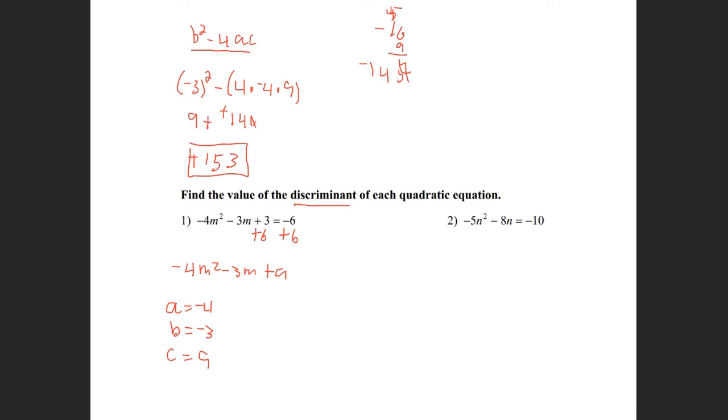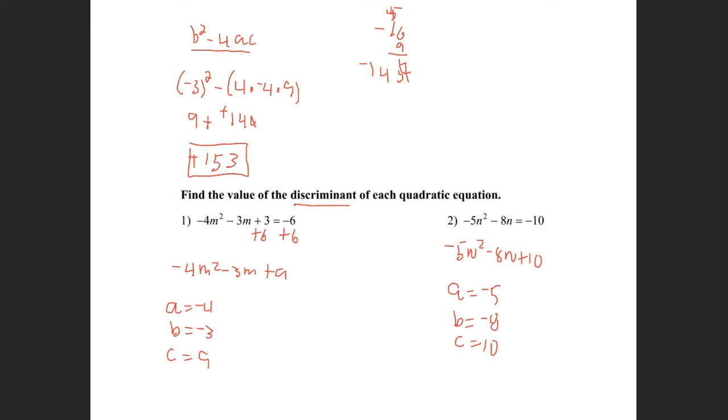Now, if I did this problem, again, it's not set equal to 0, so the first thing I'm going to do is I'm going to go -5n squared minus 8n plus 10. Okay, my A value is -5. My B value is -8. My C value is 10. Again, this problem is just asking me to find the value of the discriminant.